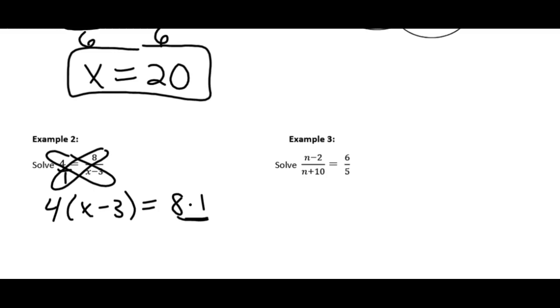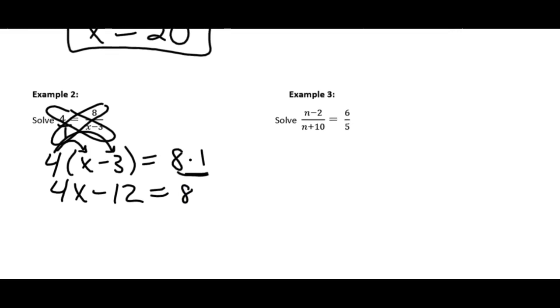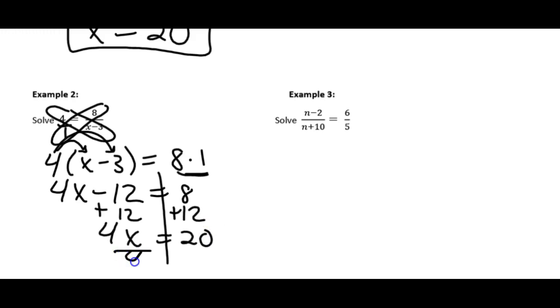After we have cross multiplied, we're going to then solve our equation, just like we learned already earlier in the unit. So we'll distribute that 4x minus 12 is equal to 8. And then we can just continue solving our equation. Plus 12 plus 12. 4x is equal to 20. Divide by 4. And x is equal to 5.